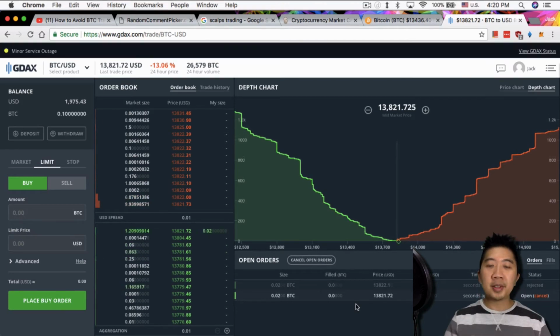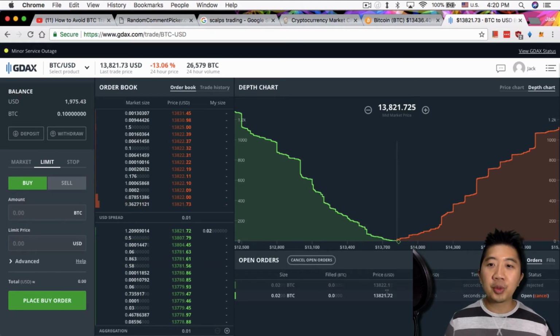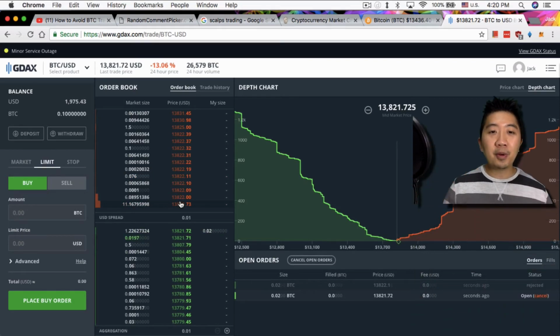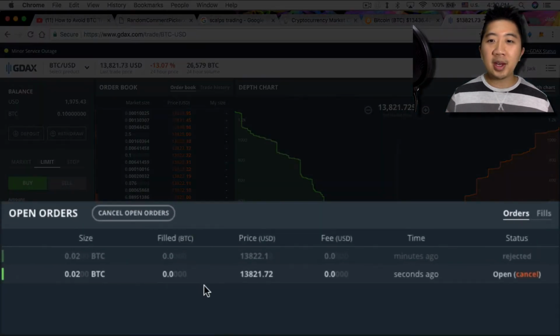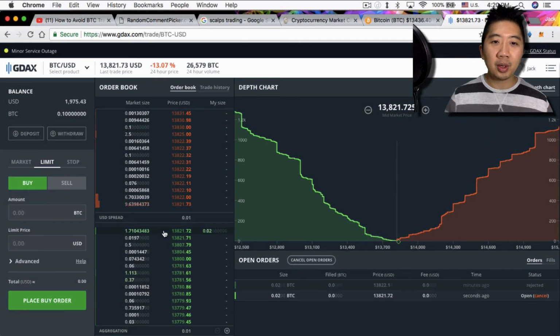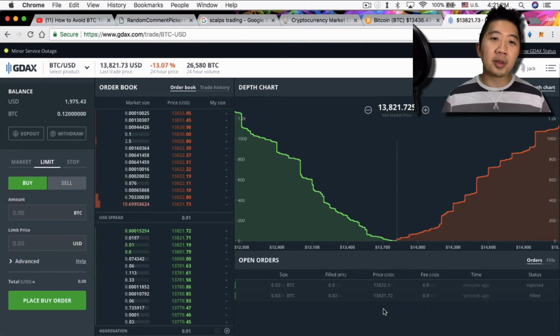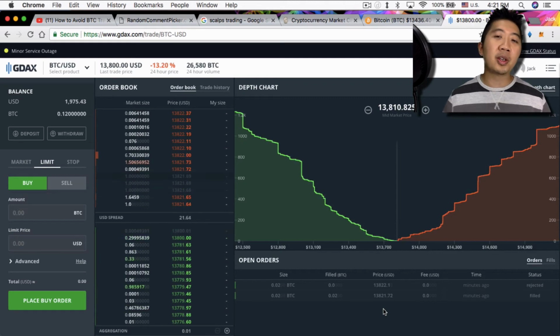Okay, so first of all, let me explain. The reason why my trade got rejected on GDAX was because I tried to buy at a price point that was higher than the order book was allowed. So I was trying to buy directly from the sell orders, and GDAX does not allow you to do that. Other platforms might let you do that, but definitely not GDAX. So anyway, right now you see my trades over here. I made a new trade at 13,821.72, and then along with other people, all got filled. So this got filled. It usually takes a couple of minutes for that to happen.